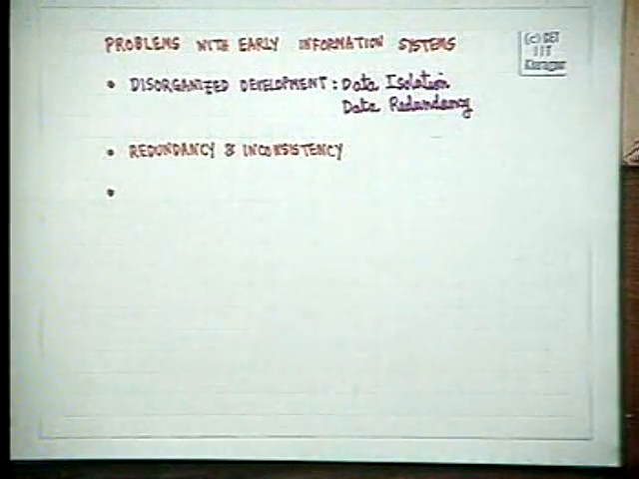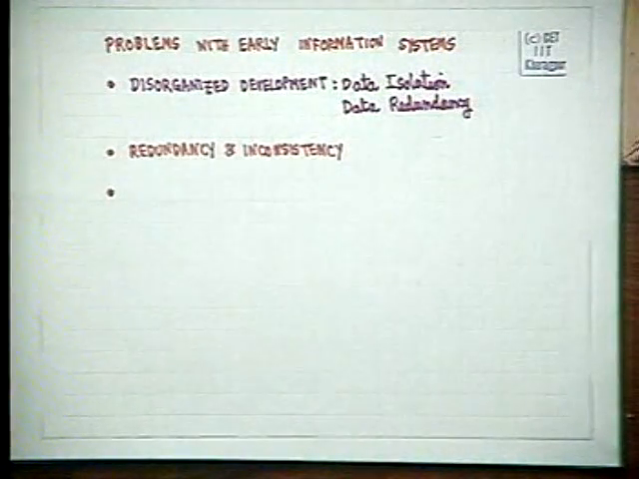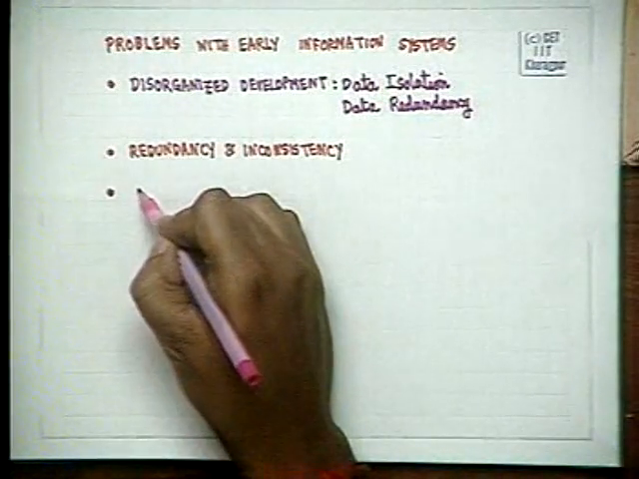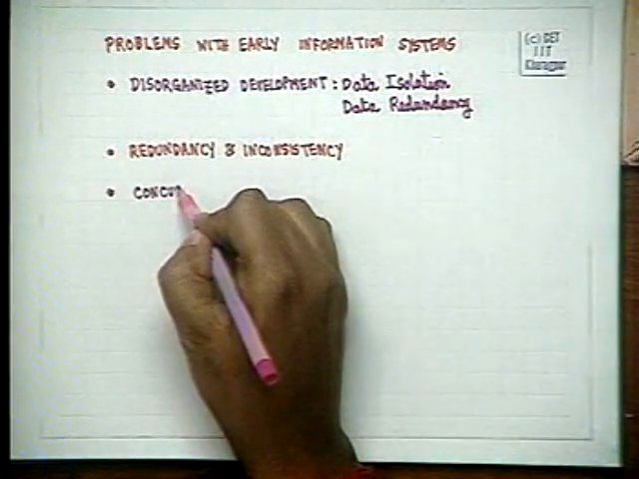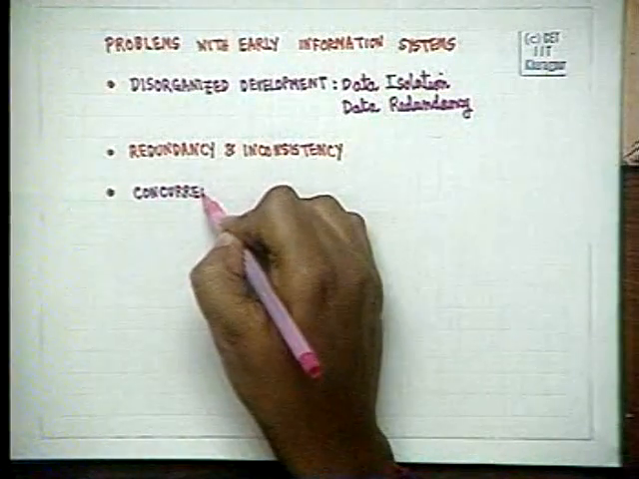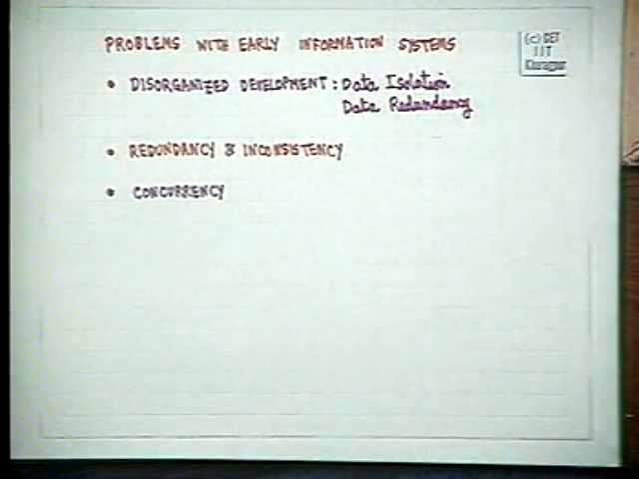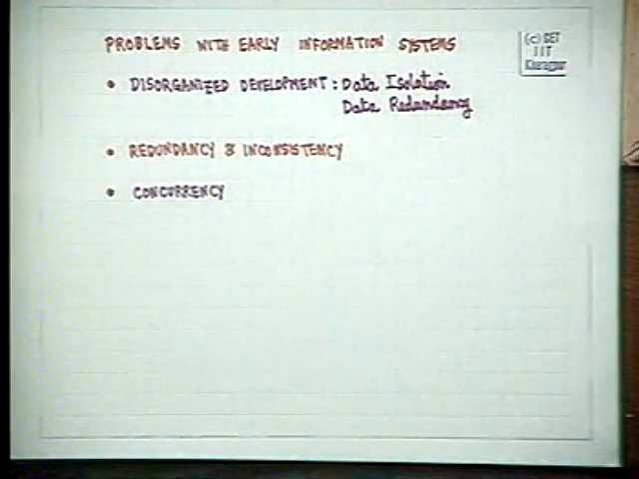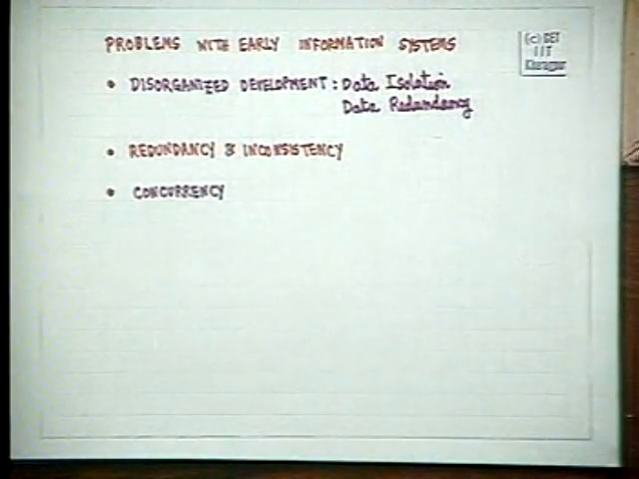The third problem is a modern problem. This problem came up because computers became better. The next problem, which I will write down, is a problem related to concurrency. Concurrency means that 5 or 6 people are updating that same piece of information at the same point of time, logically or physically at the same point of time.